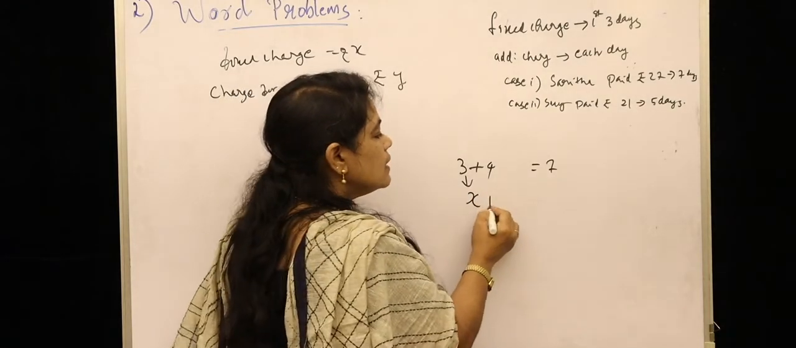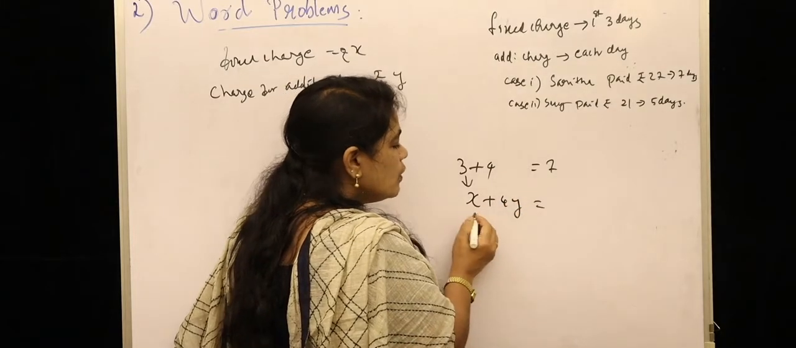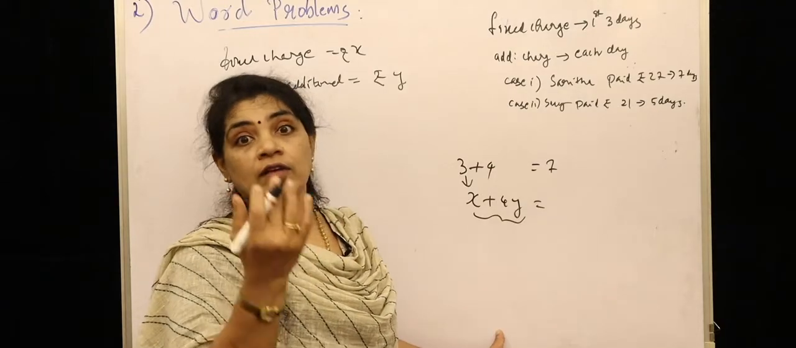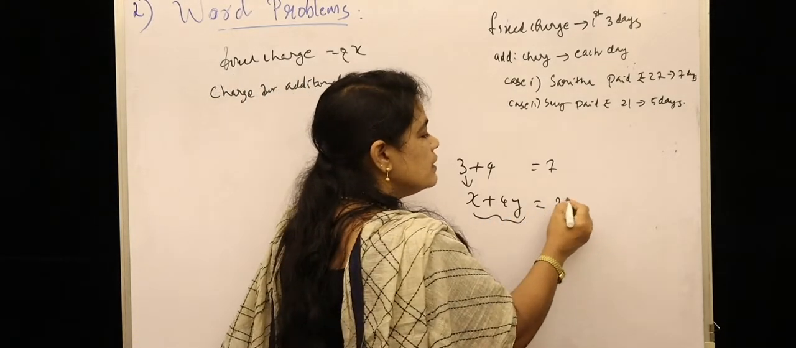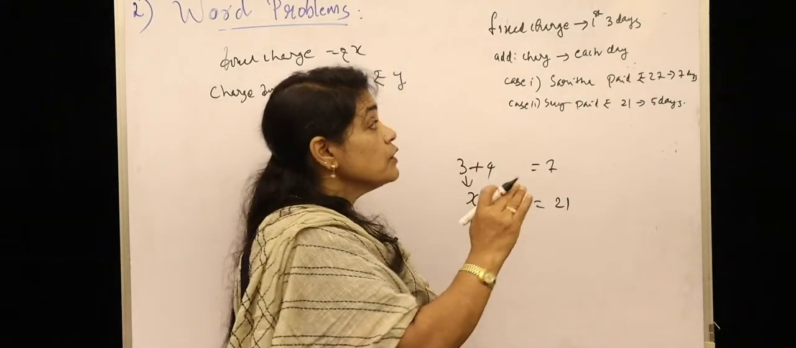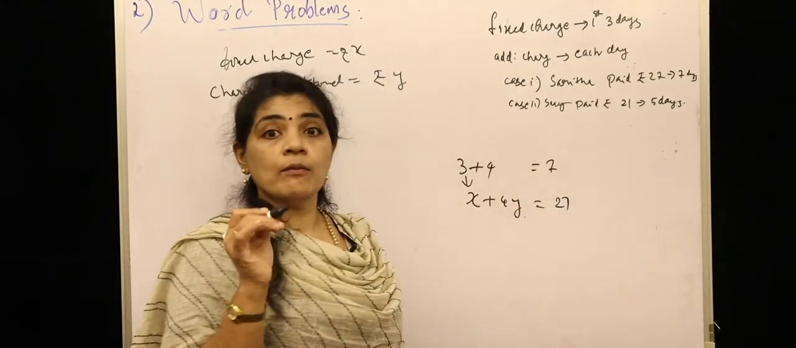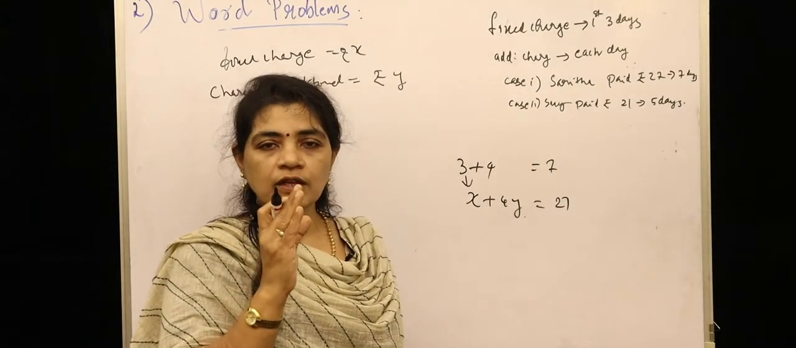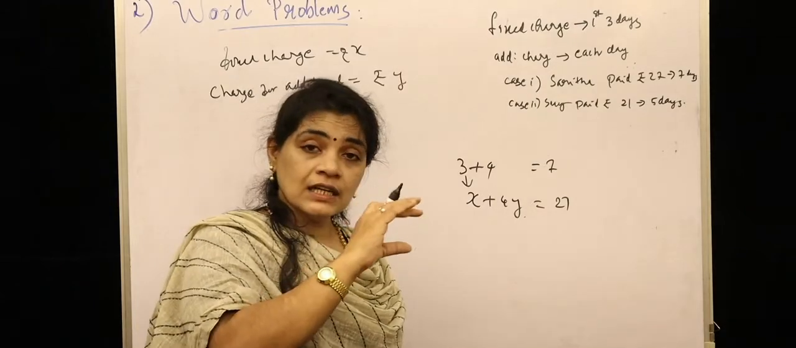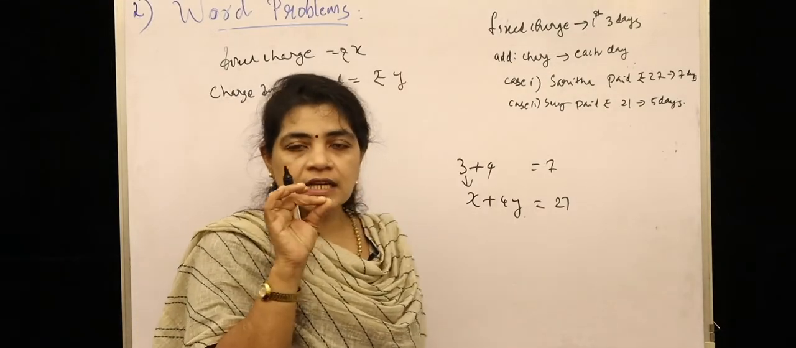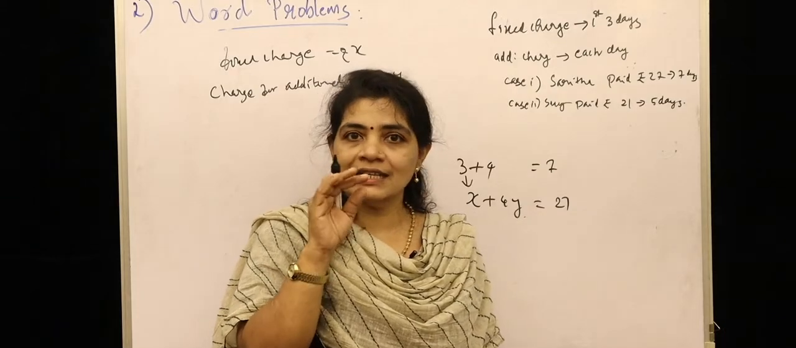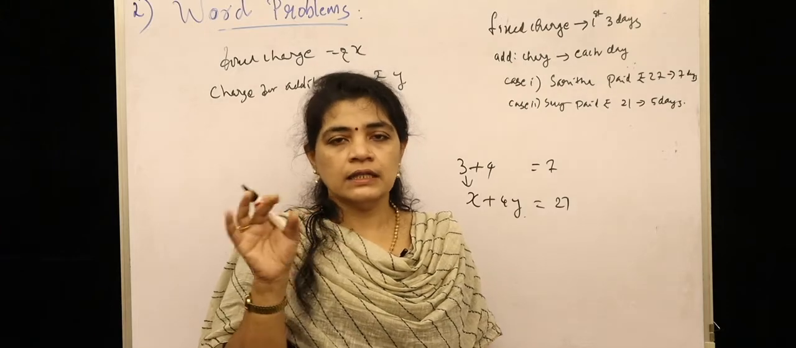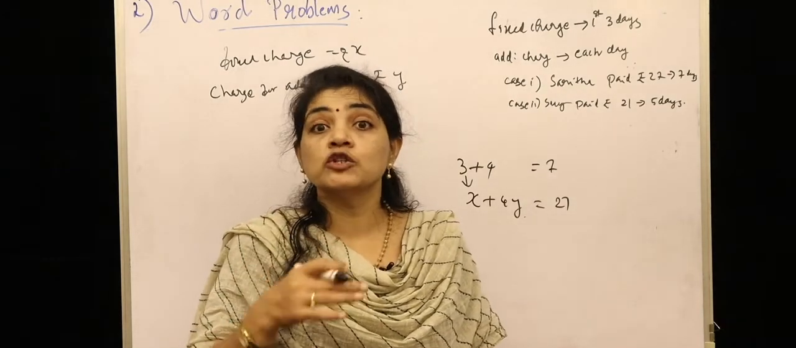That together will give the amount paid by Sarida for keeping the book for 7 days, and that is 27 rupees. So first you divide the 7 days: the number of days for the fixed charge, that is 3, plus 4, that is 7. That will make 7 days. So x plus 4y is equal to 27.